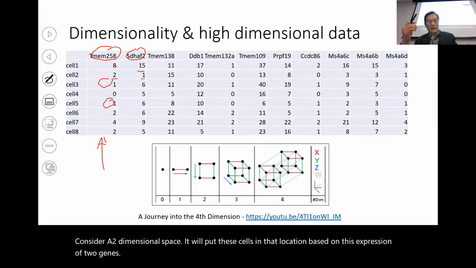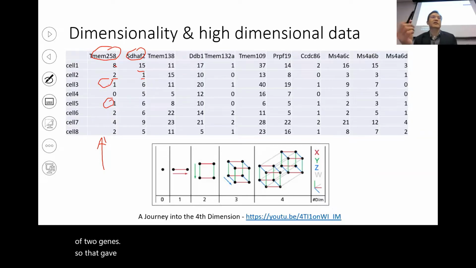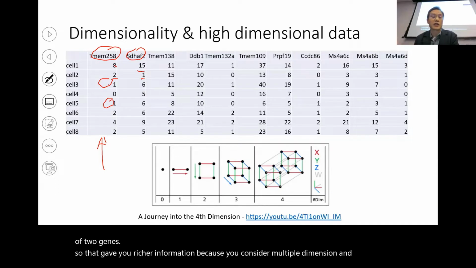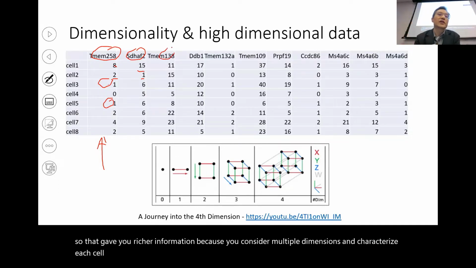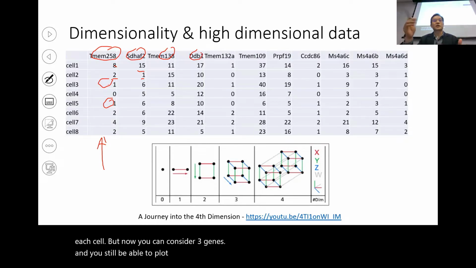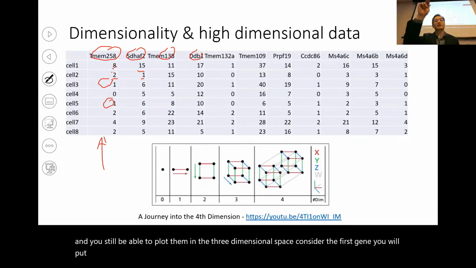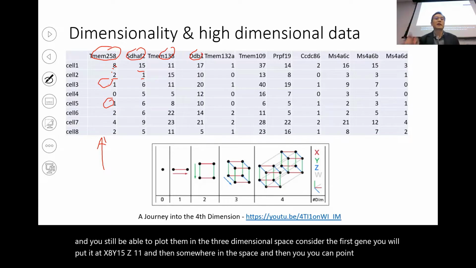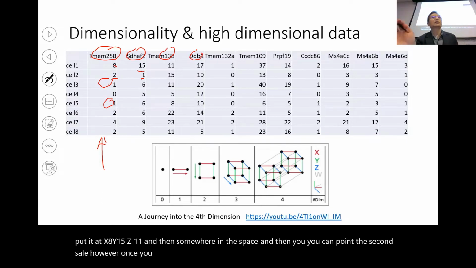So that gave you richer information because you consider multiple dimensions and characterize each cell. But now you can consider 3 genes, and then you'll still be able to plot them in a 3-dimensional space. Consider the first cell: you will put it at X equals 8, Y equals 15, Z equals 11, somewhere in the space, and then you can plot the second cell.